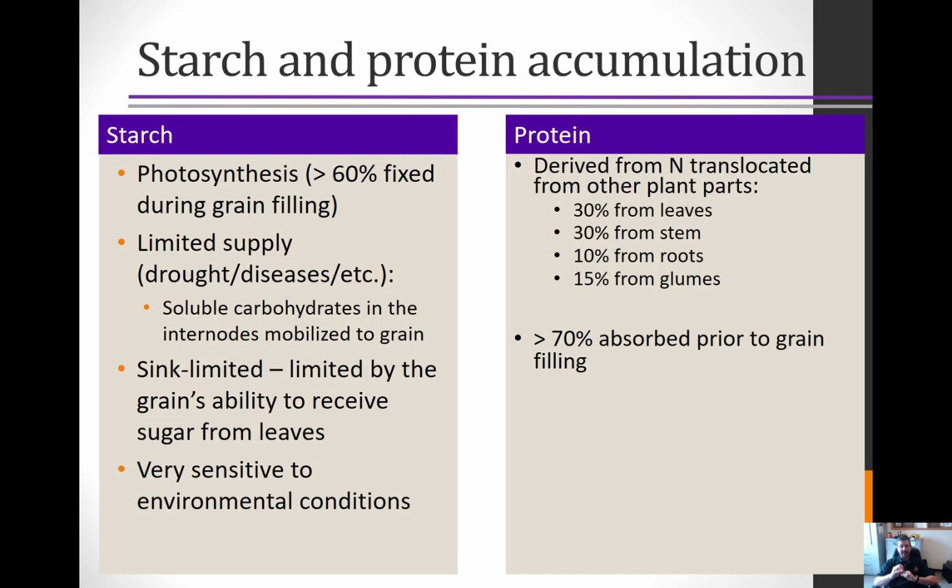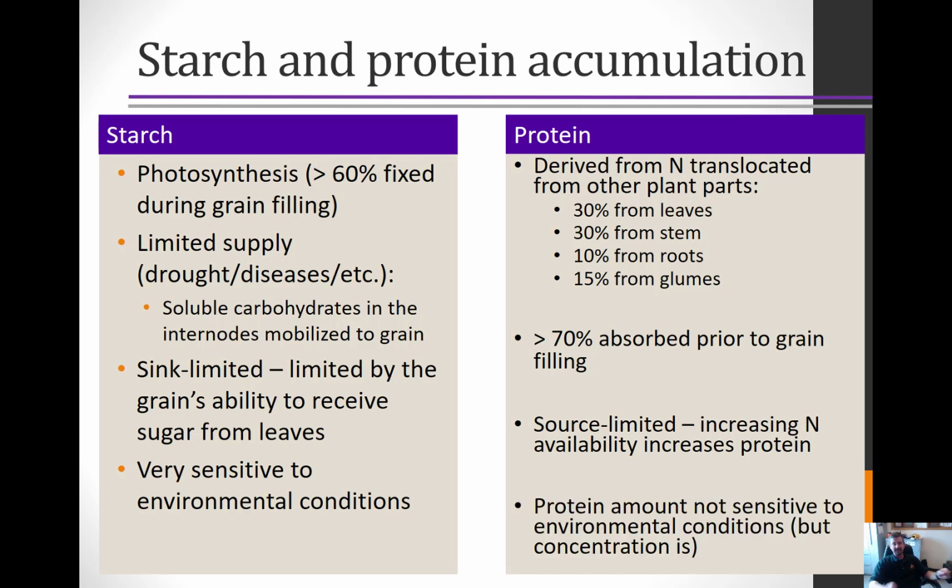And this says greater than 70% of the nitrogen is absorbed prior to grain filling, meaning up to 30% of the nitrogen in that grain is actually absorbed during grain fill. So if we limit the nitrogen, let's say we're doing great on nitrogen all the way through flag leaf, all the way through about heading, and right at grain fill we run out, we're going to be low on nitrogen. It's limited by the source ability to increase protein. Protein is not sensitive to the environmental conditions, but the concentration is. We're going to go into this a little bit further.